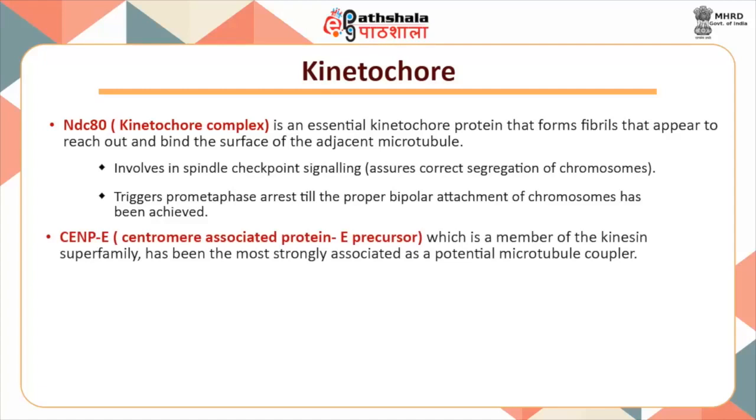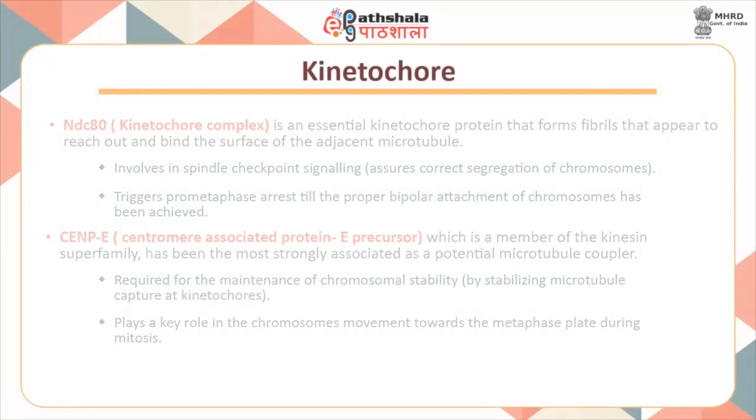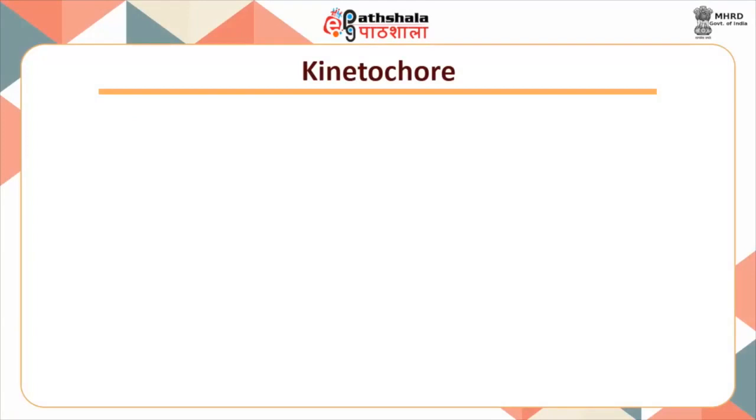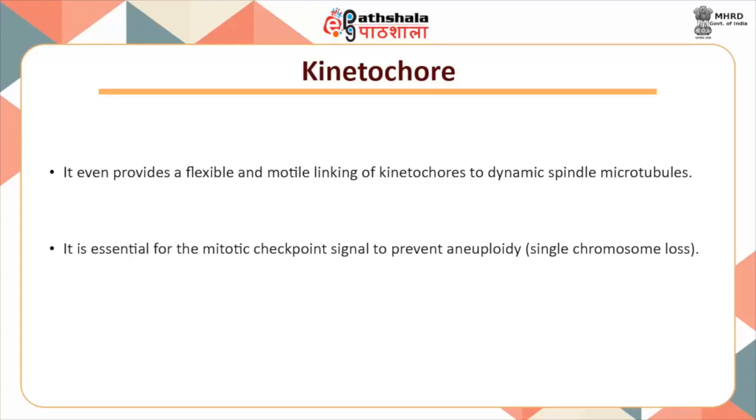CENP-E, which is known as centromere associated protein E precursor, belongs to the kinesin superfamily. It is required for chromosomal stability. It is a key player in the chromosome's movement towards the metaphase plate. It provides flexibility and motile linking of the kinetochore. It prevents aneuploidy by serving as a mitotic checkpoint signal. CENP-E also serves to power chromosome congregation.